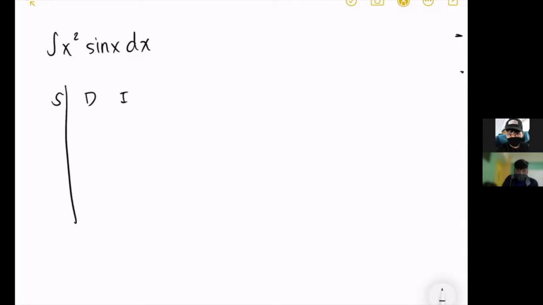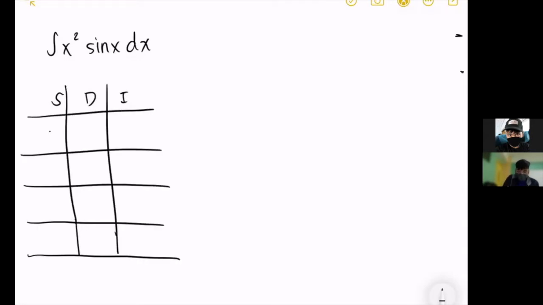Let's solve for the integral of x squared sine x dx. I just need to have my table. So, plus, minus, plus, minus. So, sa ating pagpili ng kung ano ang pipiliin natin para dito sa u natin, again, remember the acronym LIATE. At since nauna ang A for the algebraic, pipiliin natin ang u natin to be your x squared. So, this becomes 2x, 2, and then 0.